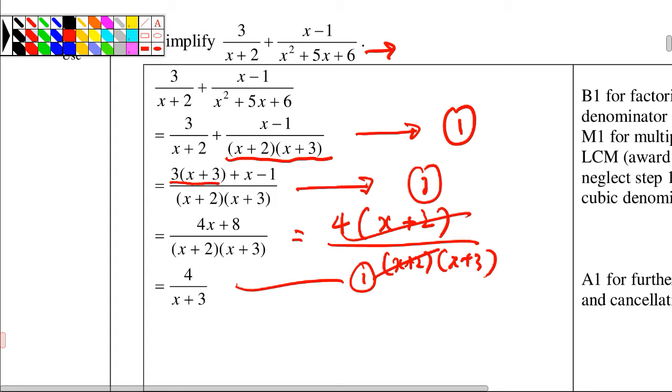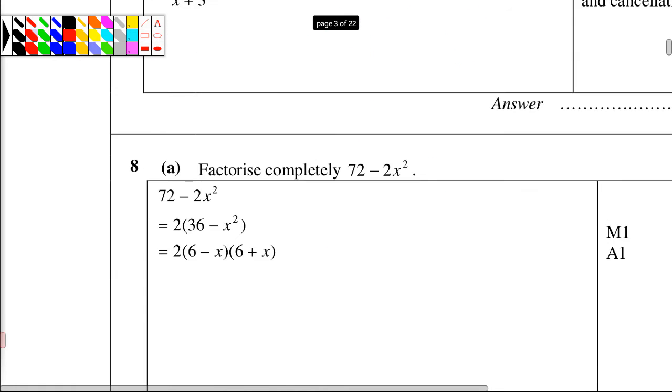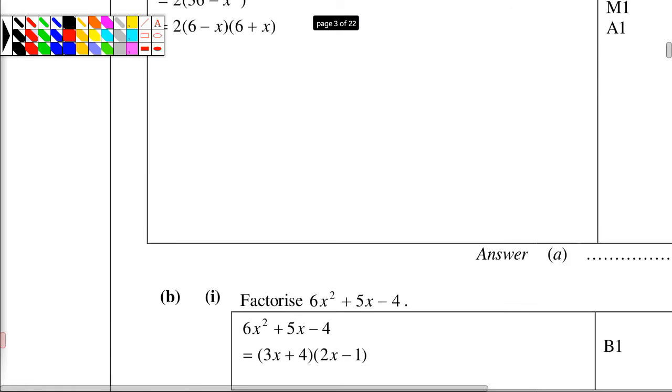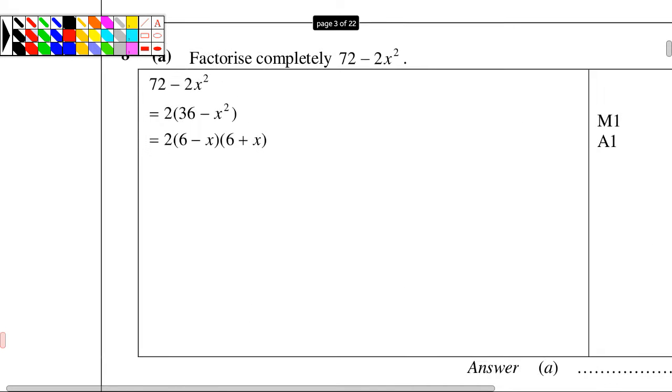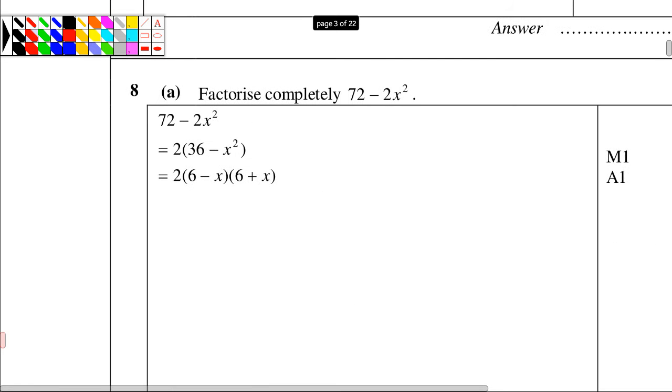Okay, next. Hey, talking means... Mr. Loh, please go faster. Question 8. Okay, let's start.